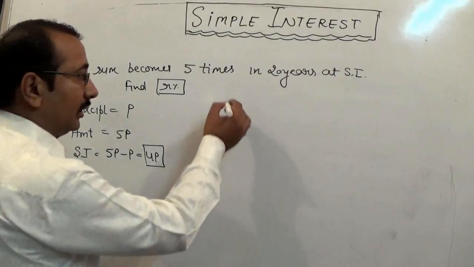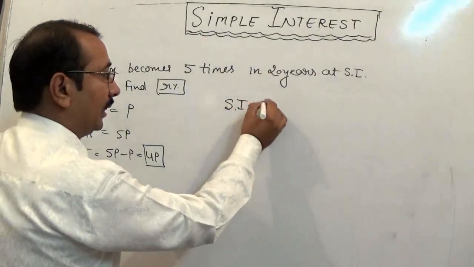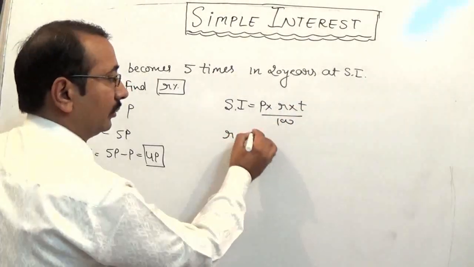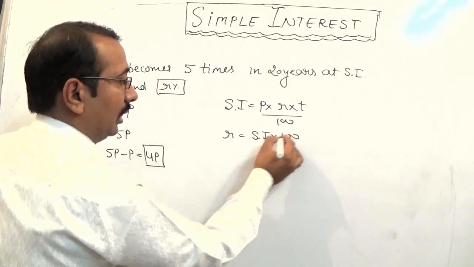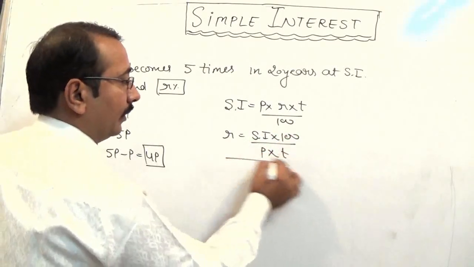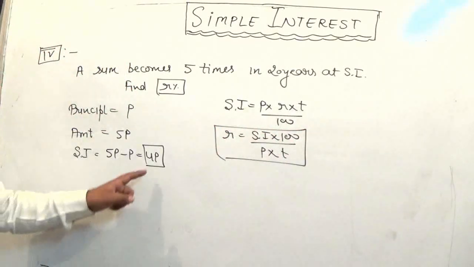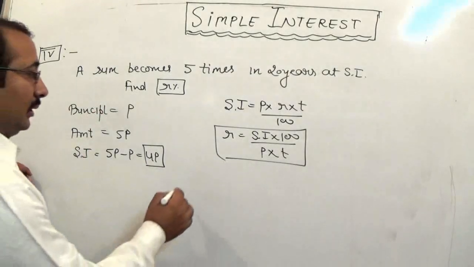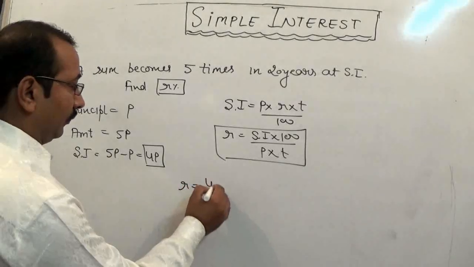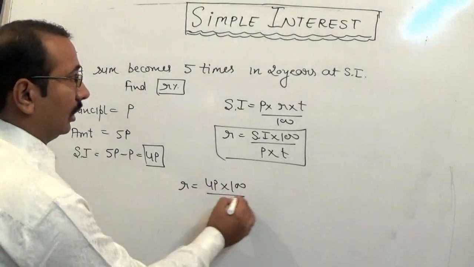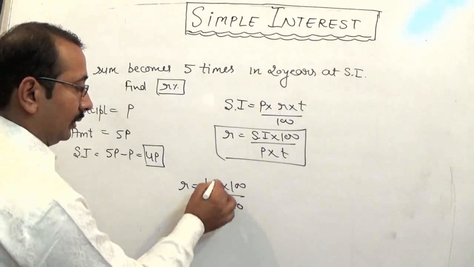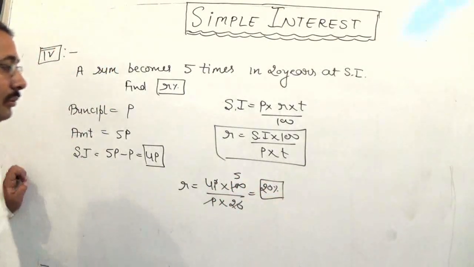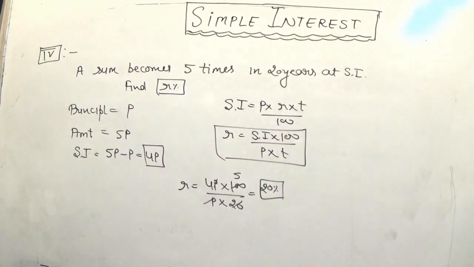So with my basic formula SI is equal to P into R into T upon 100, I can say R is equal to SI into 100 upon P into time. If my simple interest is 4P, the principal is P and the time is 20 years, then R is equal to 4P into 100 upon P into 20. 20 will go into 5, and 5 into 4 is 20%. So my answer is equal to 20%.